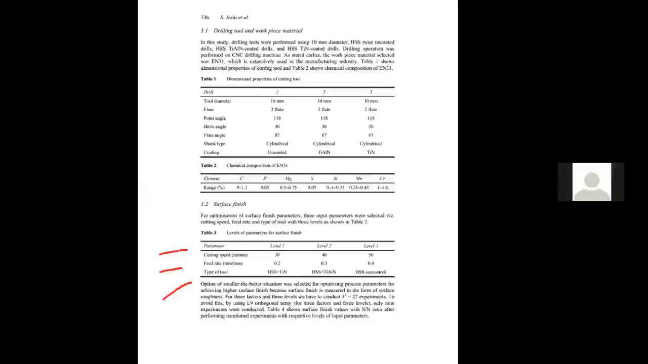Level number one, so cutting speed will vary from 30 to 50. Mostly it is a thumb rule that you should have equal intervals. If you are not having equal intervals, nothing will happen, but mostly we follow that there should be an equal interval. So first level is 30, second level is 40, third is 50. Feed rate again 0.2, 0.3, 0.4. You can have 0.1, 0.2, 0.3 or 0.1, 0.3, 0.5, anything based on your research. Type of tool: HSS plus TiN, HSS plus TiAlN, and third one is HSS uncoated.